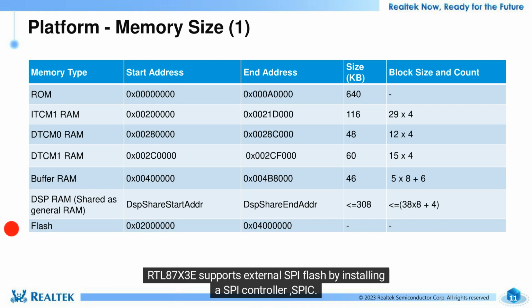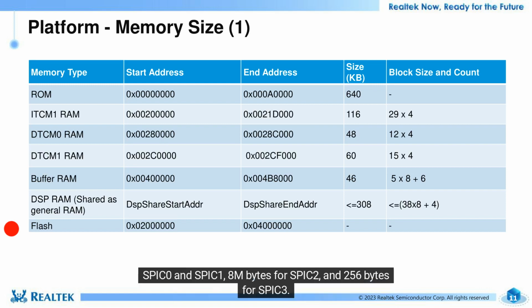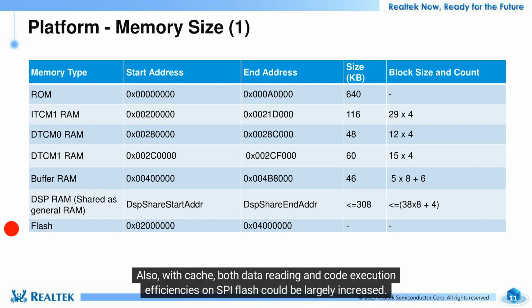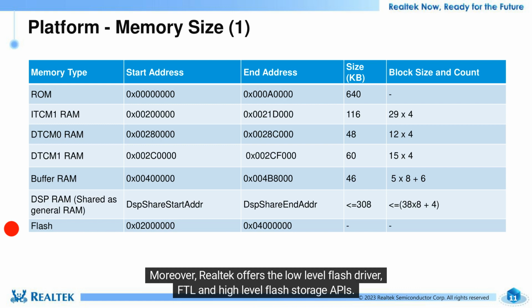RTL87X3 supports external SPI flash by installing an SPI controller, SPIC. Each SPI flash on board is controlled by SPIC, which has a mapping memory to it. The maximum flash size considering different SPIC mapping memory range is as follows: 32 MB for SPIC-0 and SPIC-1, 8 MB for SPIC-2, and 256 bytes for SPIC-3. Also, with cache, both data reading and code execution efficiencies on SPI flash could be largely increased. Moreover, Realtek offers the low-level flash driver, FTL, and high-level flash storage APIs.